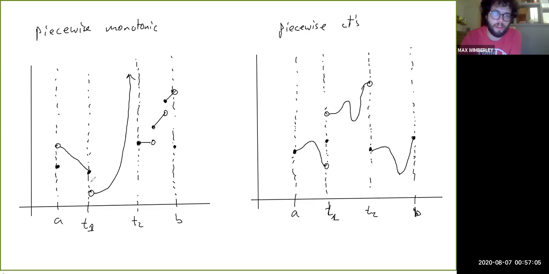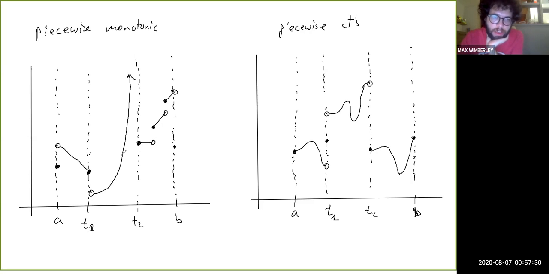It's possible that you could have an increase. It could be increasing on one piece, and then suddenly on the next piece, it could be much smaller than somewhere over here, right? The value can jump back down at the endpoints or jump back up. And the other thing is that piecewise monotonic functions can actually be unbounded. Like in this example, in the middle interval here, it's monotonically increasing and it's actually unbounded.